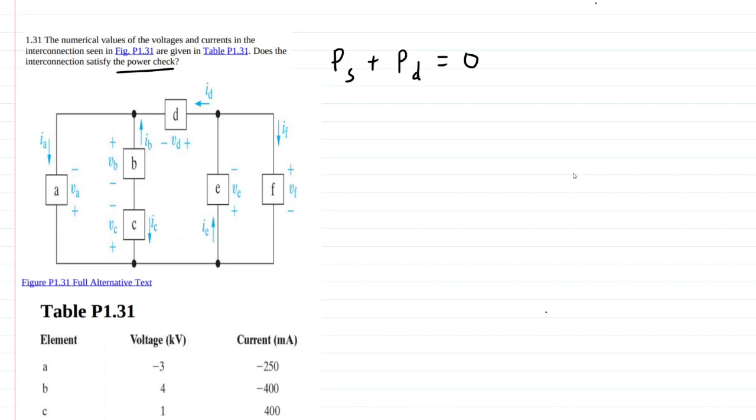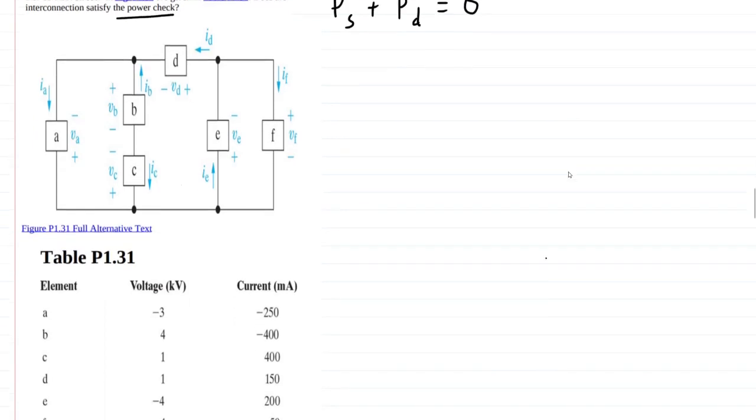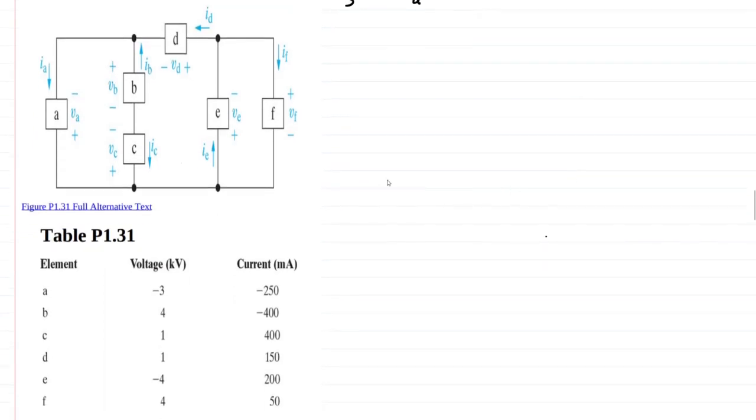Or not necessarily violations of the laws of physics, but generally in an electrical circuit, energy will be lost as heat. So our task here, much like the previous problem, is to calculate the power for each circuit element, and we want to figure out if their sum equals 0 or not.